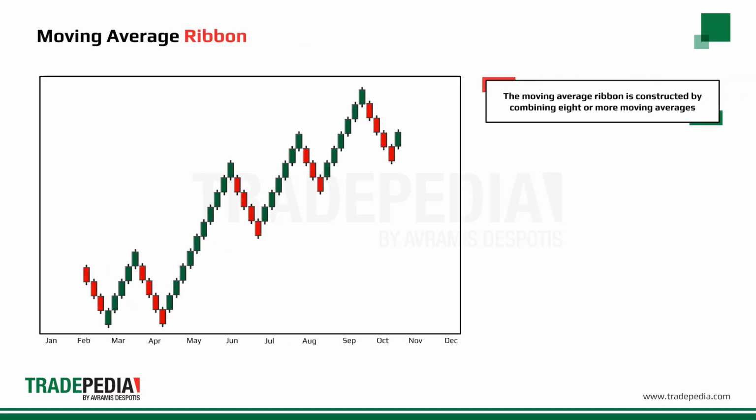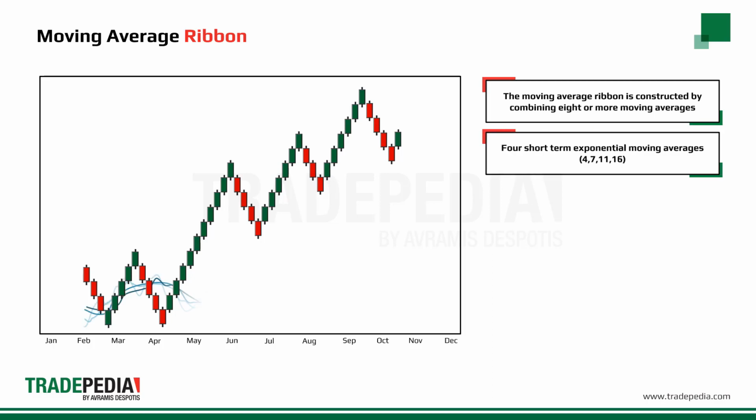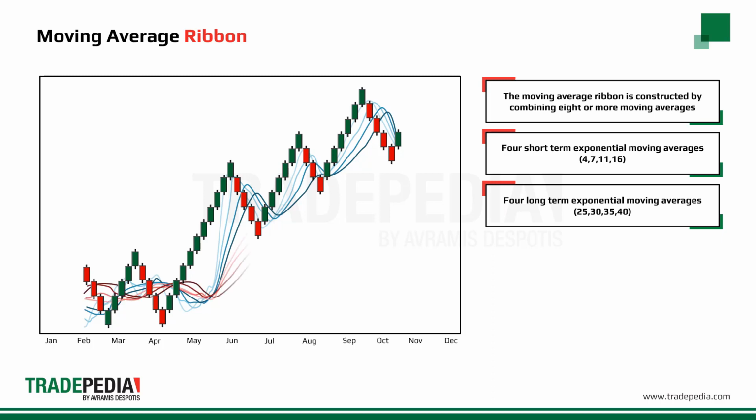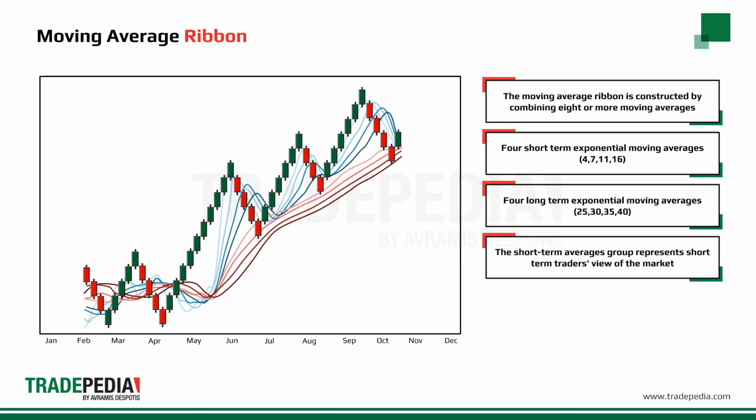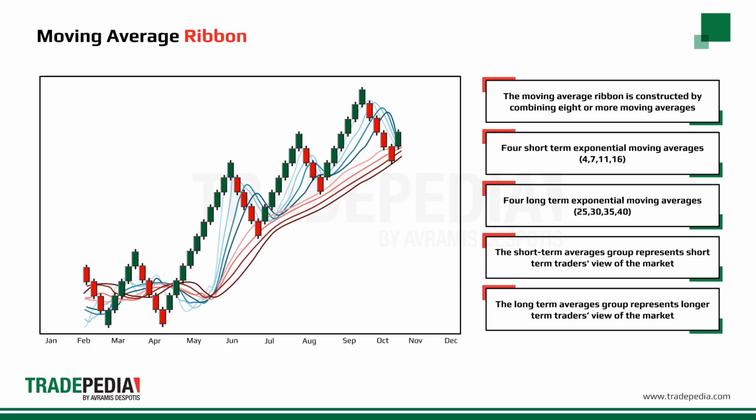The moving average ribbon is constructed by combining 8 or more moving averages, capturing a variety of different time cycles. A popular combination is to use 4 short-term averages, the 4, 7, 11, and 16-period exponential moving averages, and 4 long-term averages, the 25, 30, 35, and 40 exponential moving averages. The short-term averages group represents short-term traders' view of the market, while the long-term averages group represents longer-term traders' view of the market.